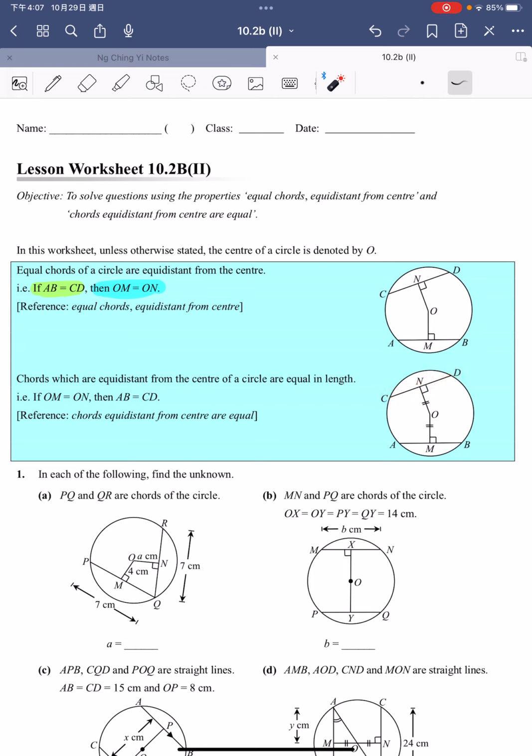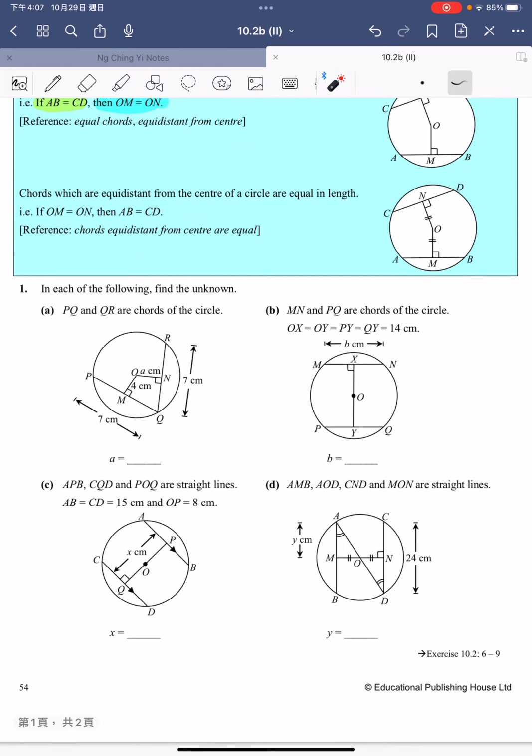So that's the two theorems we want to learn. Bear in mind to remember these. The first one is equal chords: first you have chords whose lengths are equal, then equal chords are equidistant from the center. And the second one: the distances from the center to the chords are the same, then we can say that chords equidistant from the center are equal. Please bear in mind these two theorems.